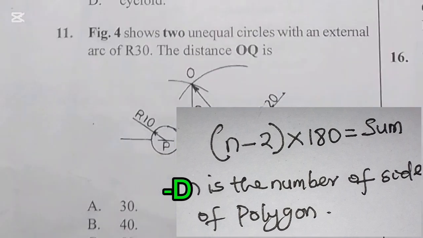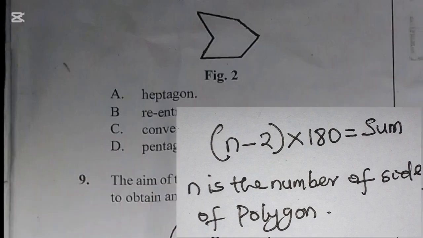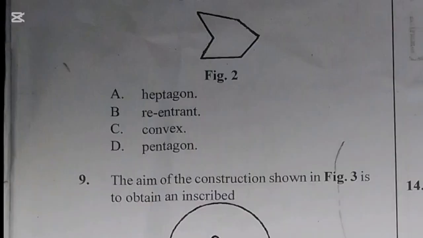So question 8 now. The type of polygon shown in figure 2 is, this type of polygon here, we call it a reentrant polygon, because a reentrant polygon will have one of its angles greater than 180 degrees. As you can see, the angle there is greater than 180 degrees. So the answer is B, which is reentrant polygon.